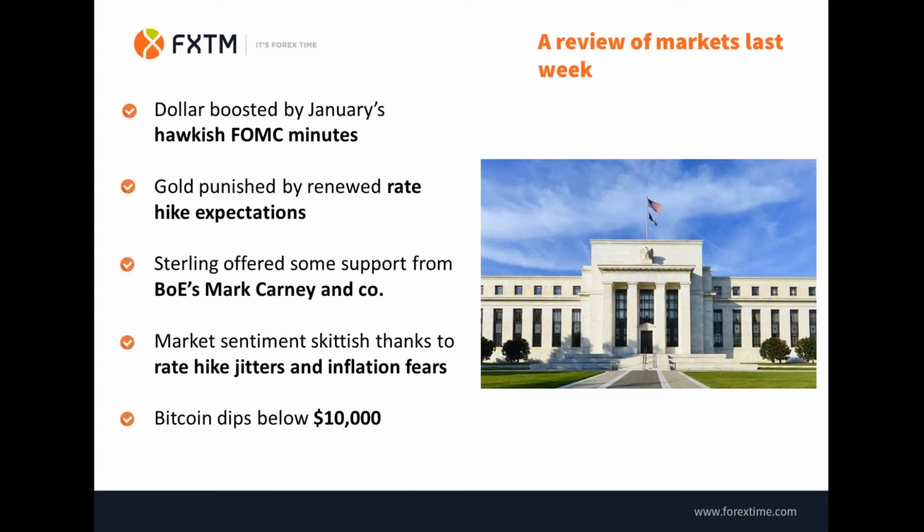The disappointing economic data in the fourth quarter, which was downgraded to 0.4%, is likely to start sparking concerns of the health of the UK economy as we move into 2018. Market sentiment continues to remain skittish, thanks to fears about rising inflationary pressures and rate hike jitters. And finally, Bitcoin dipped below 10,000. So these are the 5 key things that we saw last week.